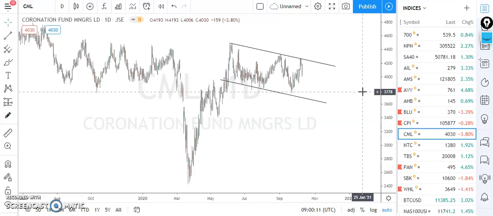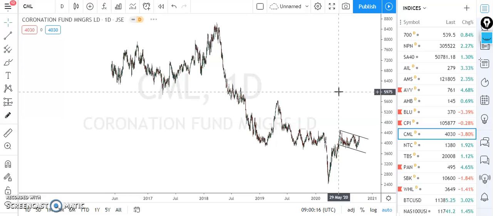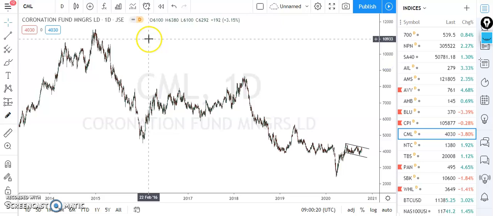Coronation, same as Anglo, just waiting for it, very much the same trade. This can give us a nice long-term trade if you want to look at where this is coming from.